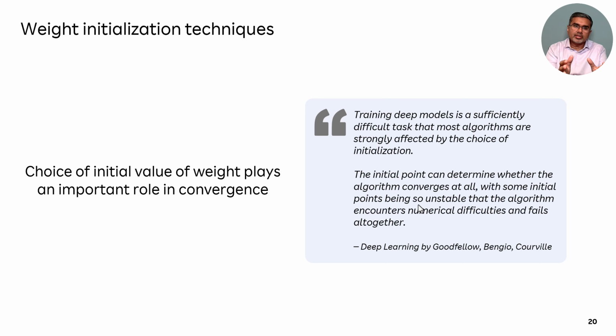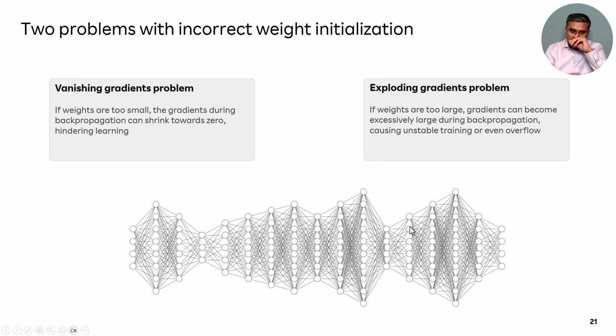The key takeaway here is that you have to initialize weights and biases correctly. Now, before we go into how to do that, let's try to understand a very important problem inherent in deep neural networks. Deep neural network means you have multiple layers and a lot of neurons per layer and so on.